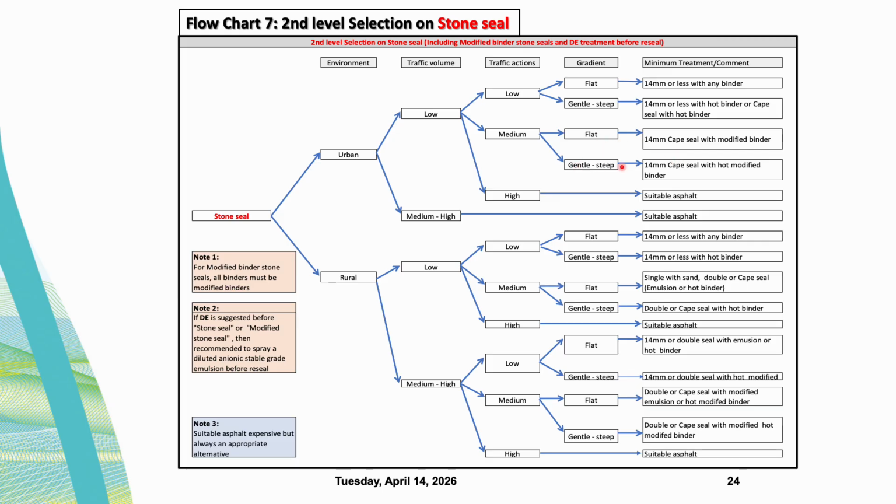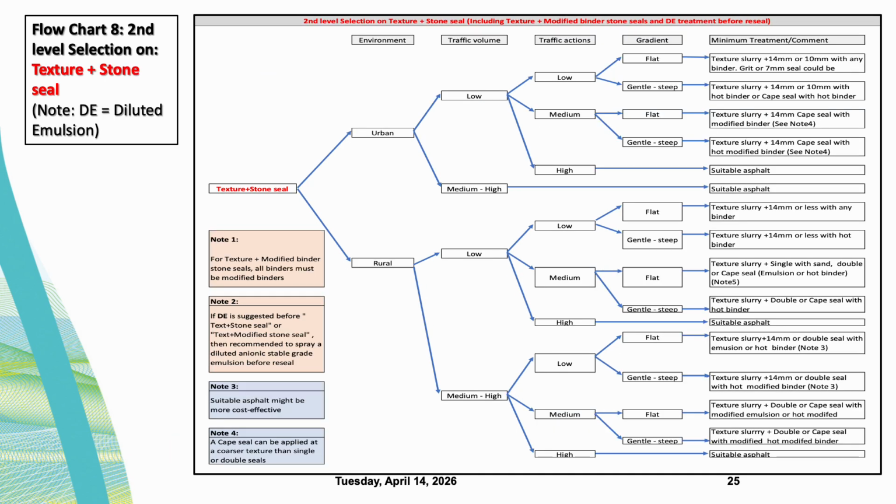In the case of the steep gradient, we need a hot modified binder in there, and there we just need the normal modified binder for that case. So that is for stone seal or surface seal on second level selection, meaning a road that's got an existing seal on top of it.